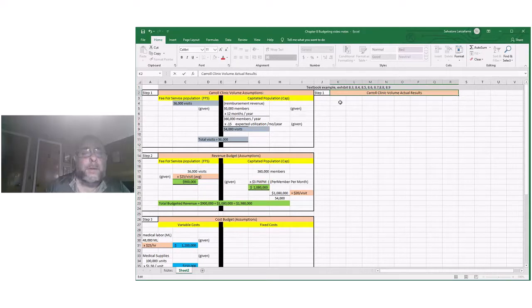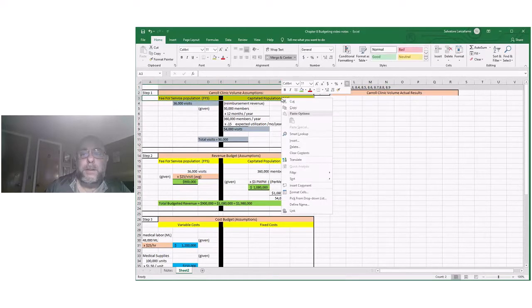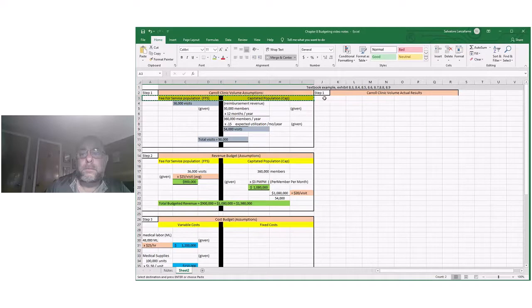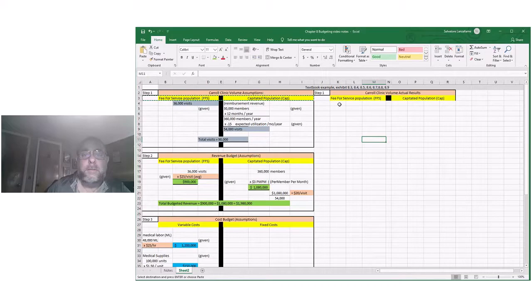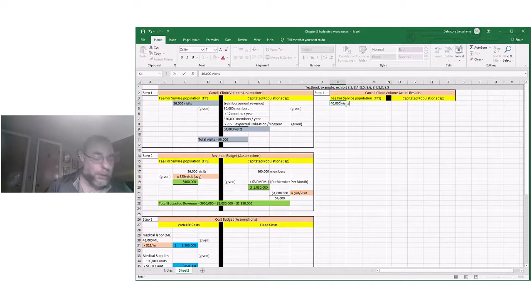So when it came to the fee-for-service population, try to keep this as consistent as possible here. They told us that at the end of the year, they discovered that there were actually 40,000 visits, not the 36,000 that they expected.